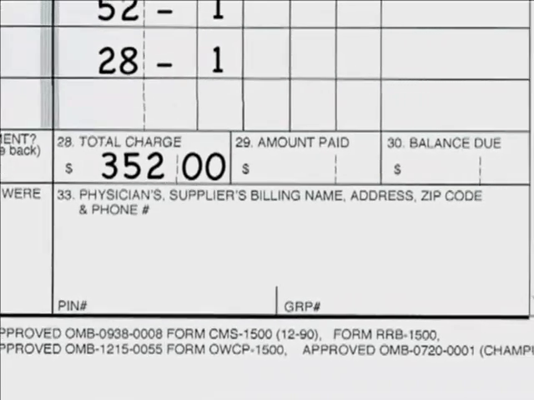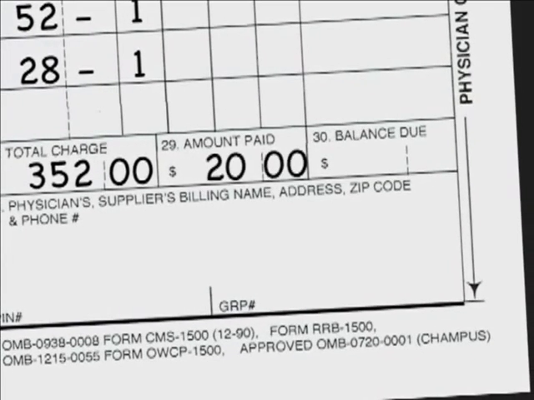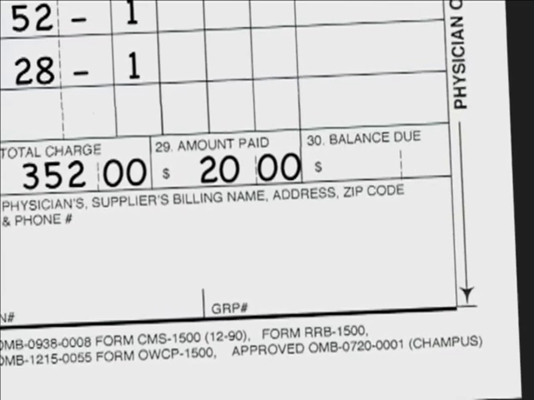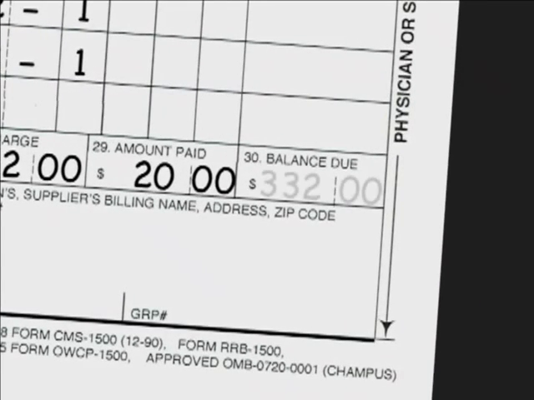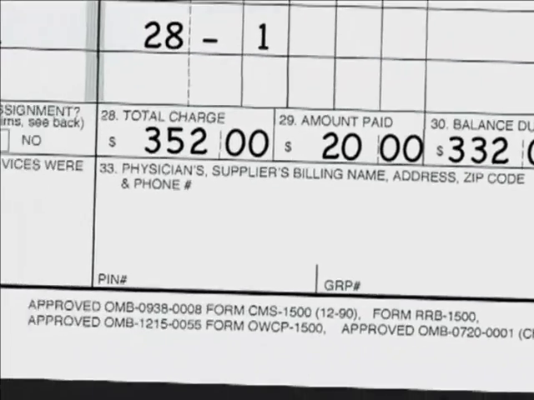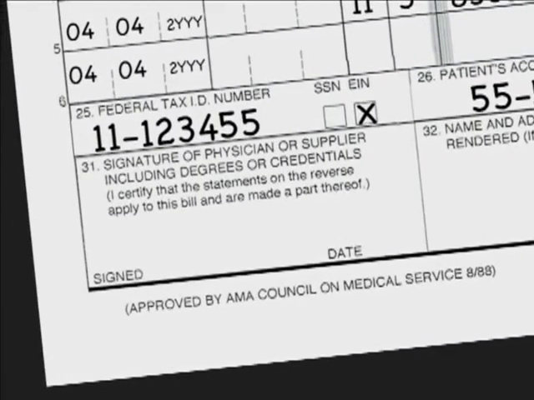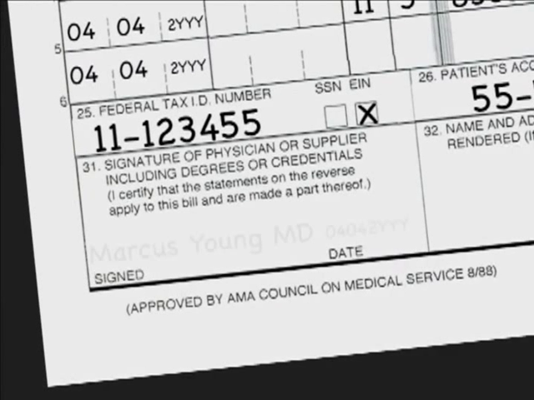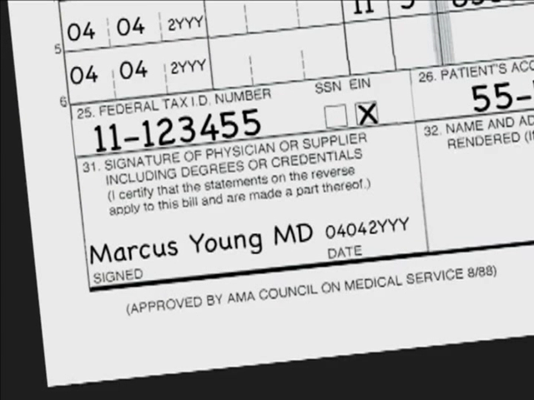Block 29. Enter the amount the patient paid for services, procedures performed. For example, copayment. Enter a space instead of the decimal point. If the patient did not pay anything, leave blank. Block 30. Enter the balance due using a space instead of the decimal point. Block 31. Enter the physician's complete name and the date, month, day, year, without spaces.